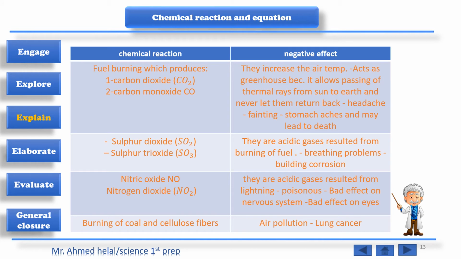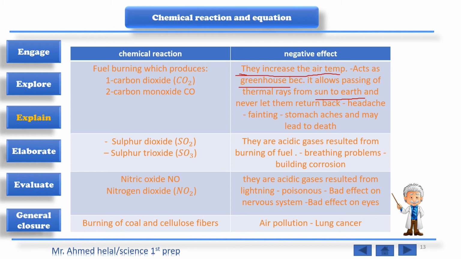Although chemical reactions are very useful, they have a negative effect. For example, carbon oxides resulting from burning fuel have negative effects. They increase the air temperature and act as a greenhouse gas because it allows passing of thermal rays from the sun to the earth and never lets them return back. And it causes headache, fainting, stomachache, and it may lead to death.